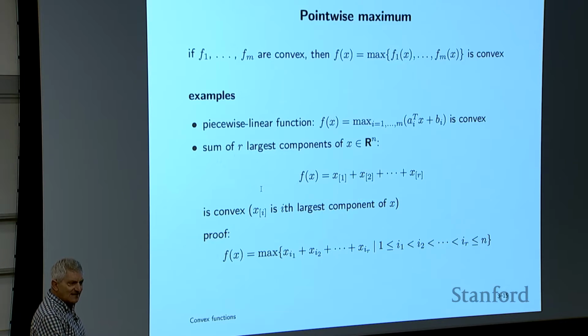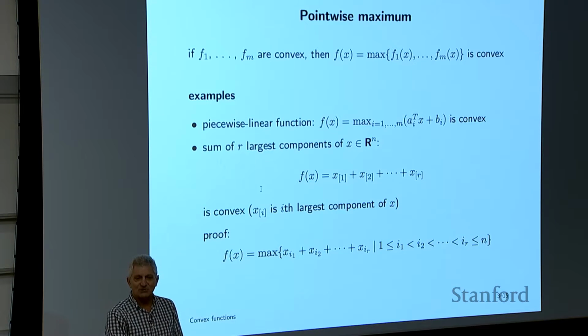Everybody, this makes sense? People refer to this as the sum of the r largest, or the sum of the k largest. And it's a convex function. That's not totally obvious, I think. By the way, you can extend this to the sum of the 5.6 largest entries of a vector. What would that mean? What's the sum of the largest 5.6 entries of a vector?